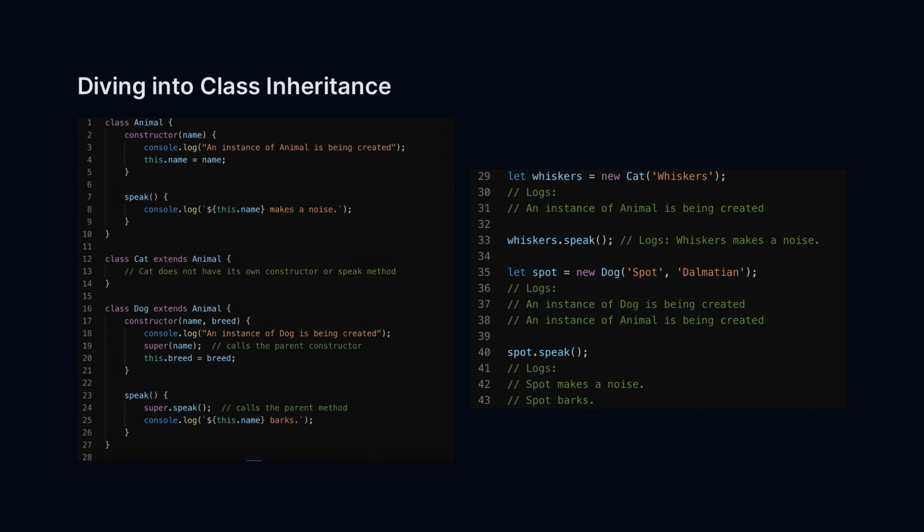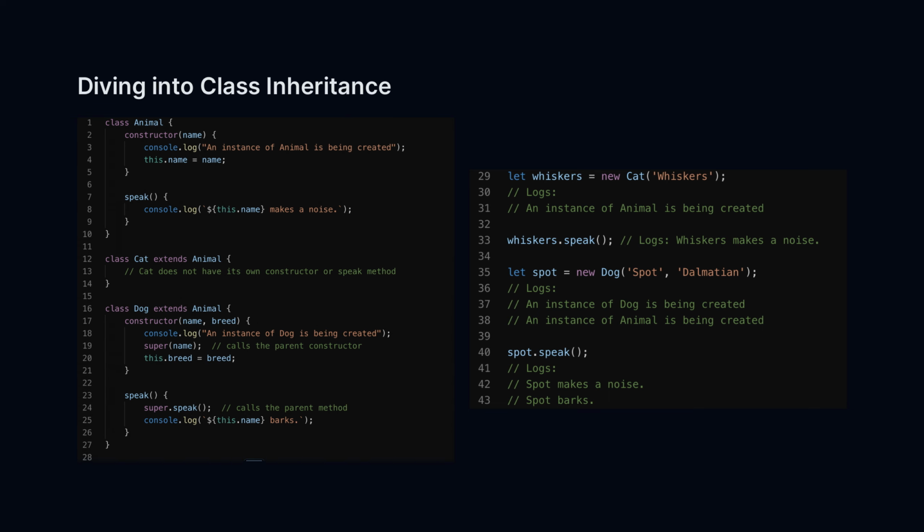Inheritance in object-oriented programming allows a class to derive properties and methods from another class, shaping a parent-child relationship. We use the extends keyword in JavaScript to achieve this. Take the code snippet provided, for instance. We have an animal class and 2 subclasses, cat and dog, each extending animal, embodying the principle of inheritance.